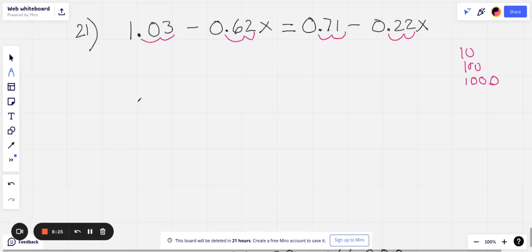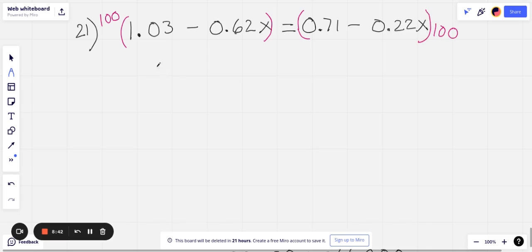So I need to move these twice. So I'm going to multiply it by 100 on both sides. So this side is going to be multiplied by 100. And this side is going to be multiplied by 100. So when I do that, I get 103 minus 62x equals 71 minus 22x. And now this is an easy problem from 3.5 that we did, right?